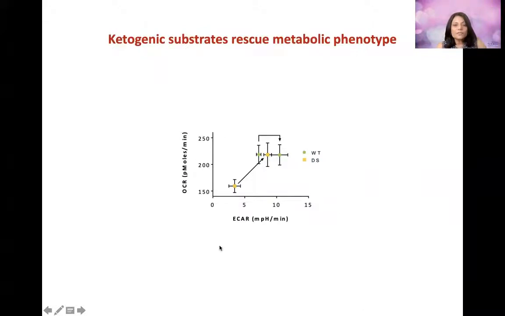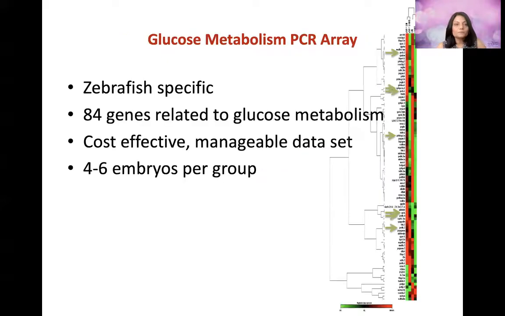Moreover, and interestingly, when you treat these larval DS zebrafish with ketogenic substrates, as you can see here, these yellow dots, you can actually improve their metabolism to the level of the wild type siblings. So this suggests that ketogenic diet elements can improve the respiration in this model.